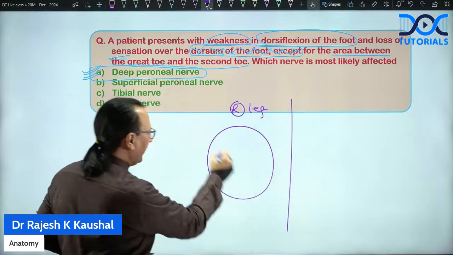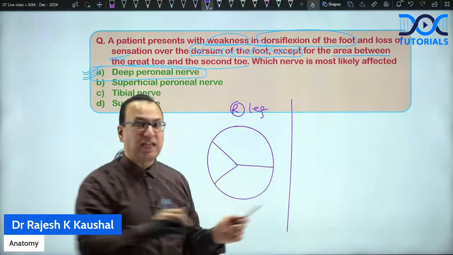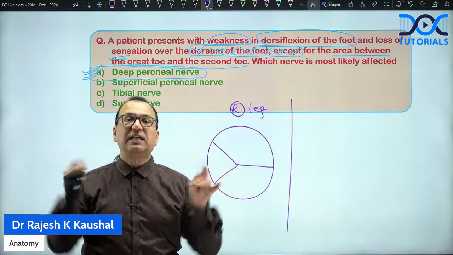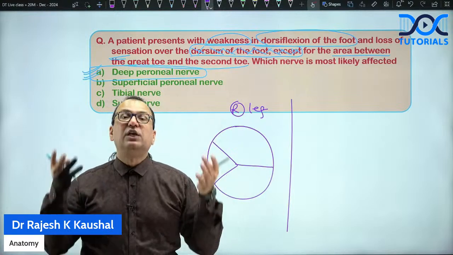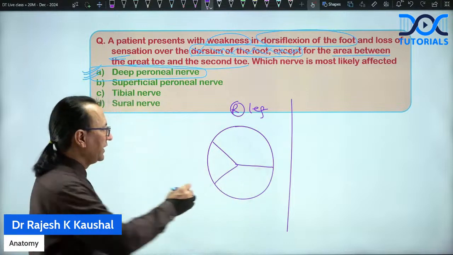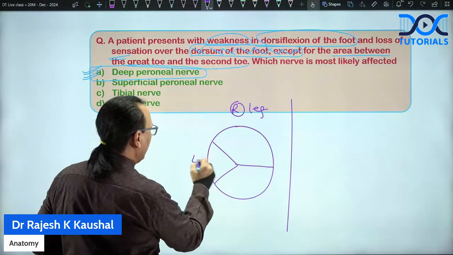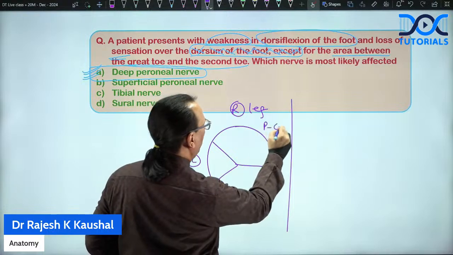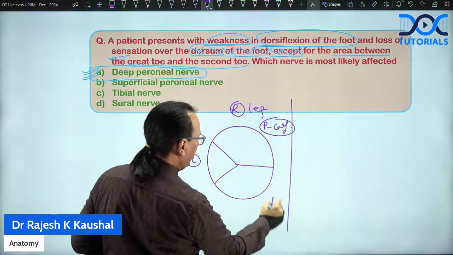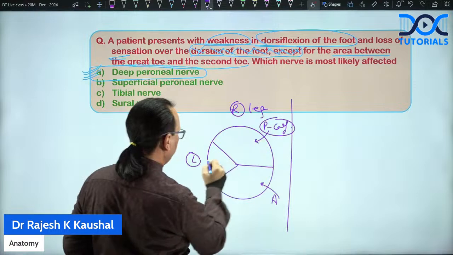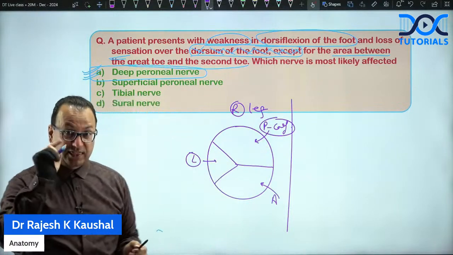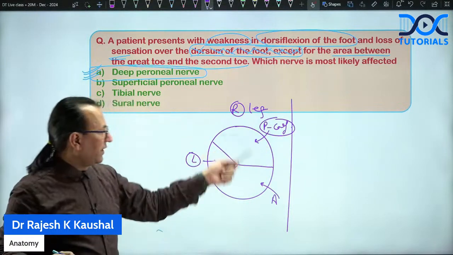Take a section, and you will find that in the leg there are 3 compartments. In the leg, not the thigh, the leg below the knee. Below the knee, the leg will have 3 compartments: a lateral compartment, a posterior compartment, which is also called the calf, and an anterior compartment. So this is anterior, this is posterior, this is lateral.